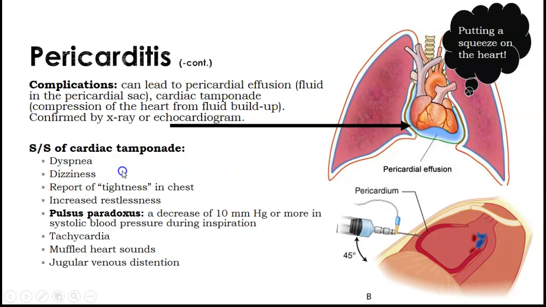When you're looking at signs and symptoms as we go through, especially the itises, you're going to find a lot of crossover. Look for the signs and symptoms that distinguish each one. Some of it: a feeling of tightness in the chest, muffled heart sounds, JVD distention, and pulsus paradoxus, which is a decrease of 10 millimeters of mercury or more in the systolic blood pressure during inspiration. So you see here, it's putting a squeeze on the heart. Two complications of pericarditis: effusion and tamponade.